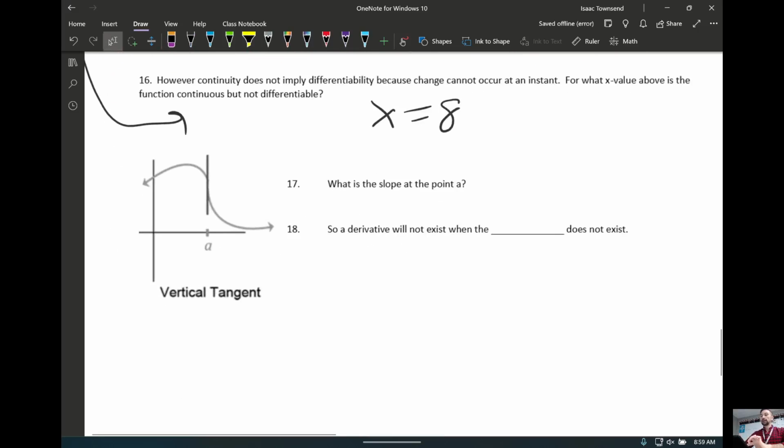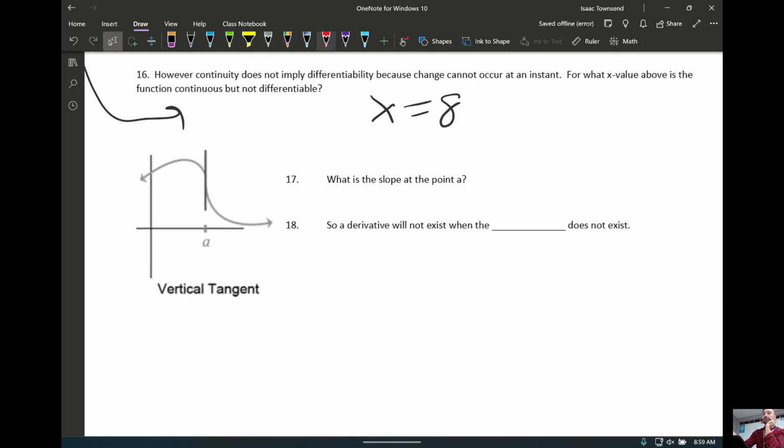Okay, and then finally, using this little graph here, if I asked you what's the slope at point A, I would hope you say that it was undefined. Horizontal lines have a slope of 0. Vertical lines have a slope that is undefined. And if the slope doesn't exist, then the derivative doesn't exist. They're the same thing. If it's an undefined slope, it's an undefined derivative.